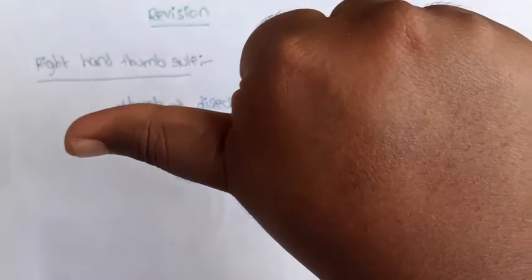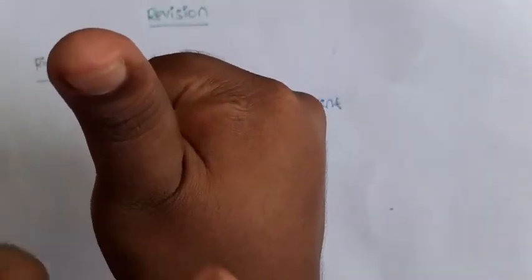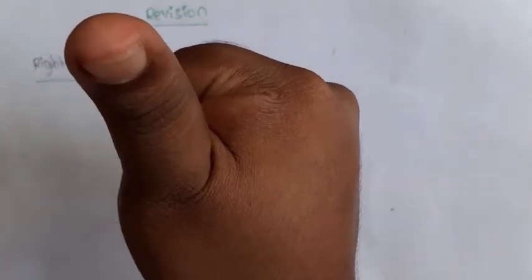If we place the thumb finger like this, current is moving in the upward direction. If you place the thumb finger in this direction, current is moving in the downward direction.